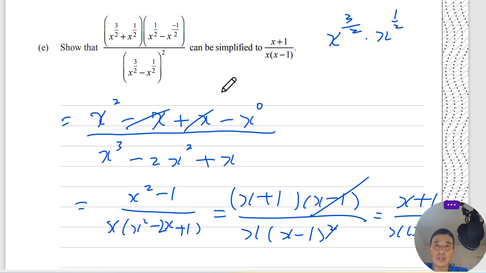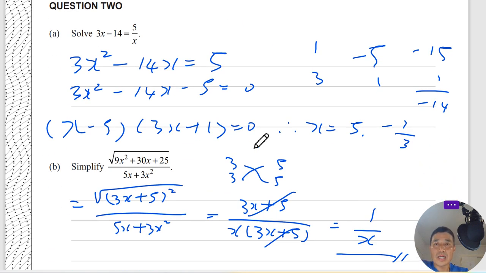And the bottom one, you know, a minus b squared is a squared minus 2ab plus b squared. So that's how you get this. So the numerator is x squared minus 1, and denominator is that. And you see x squared minus 1 is actually x plus 1, x minus 1, right? And the bottom one is a cubic expression. And you factorize by x, you get that. And you see x squared minus 2x plus 1 is x minus 1 squared. So you cancel x minus 1, x minus 1. So that's how you get x plus 1 over x times x minus 1.